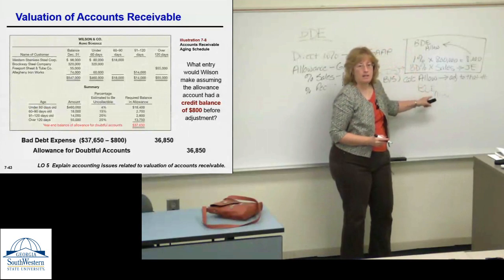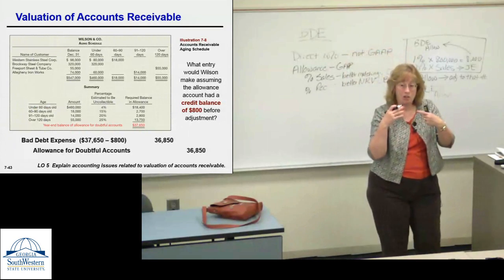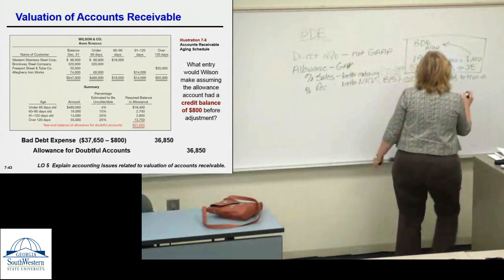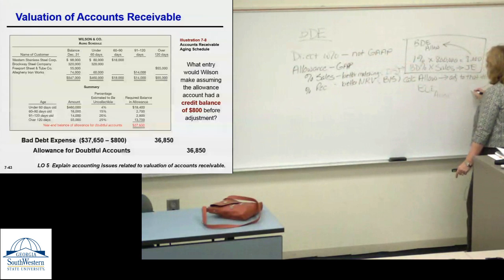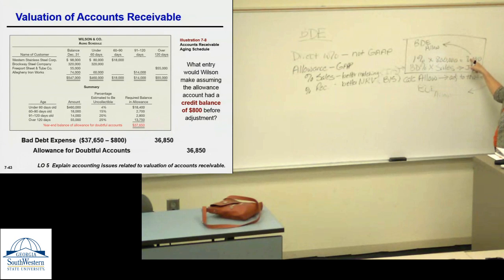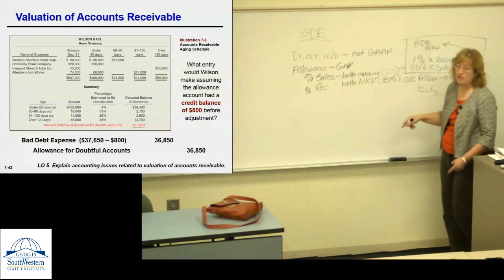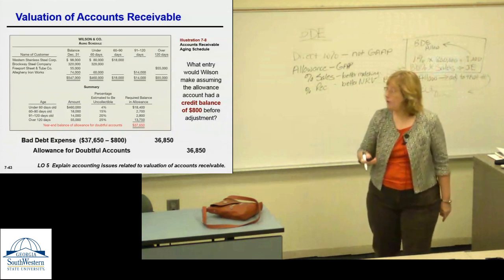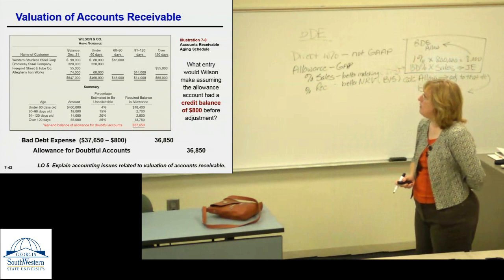This journal entry is the same sort of thing, but you adjust to that number, and that is the number that you use here. So the difference is, here we calculate the number, and that's the amount of our journal entry. On this one, we calculate the number and we adjust it to the number. See the difference?